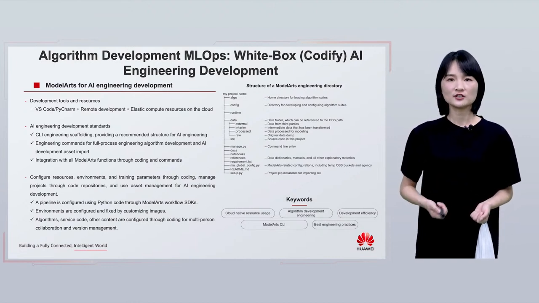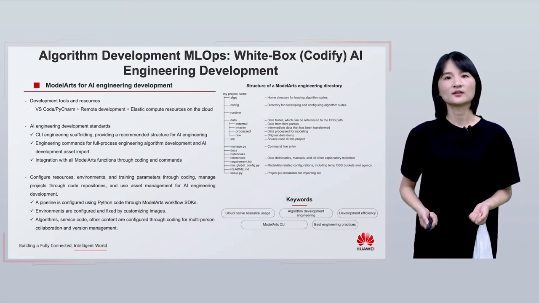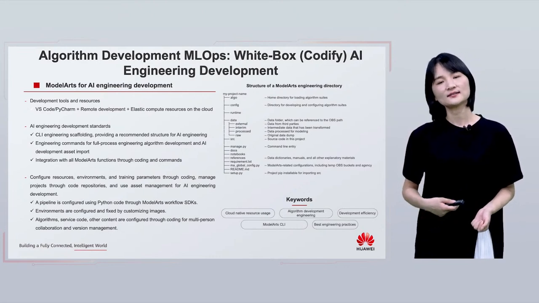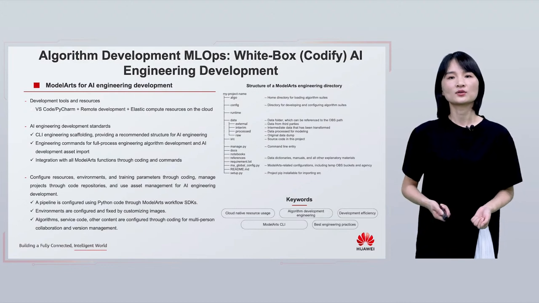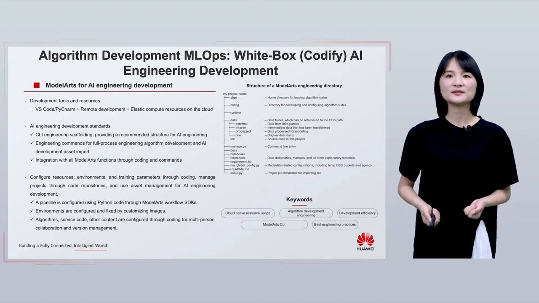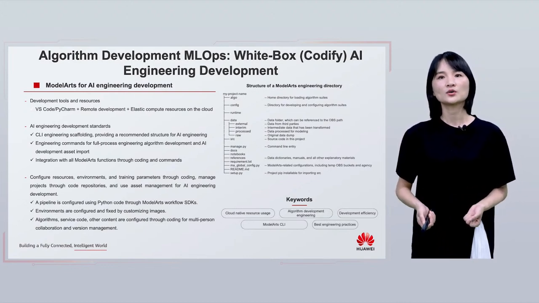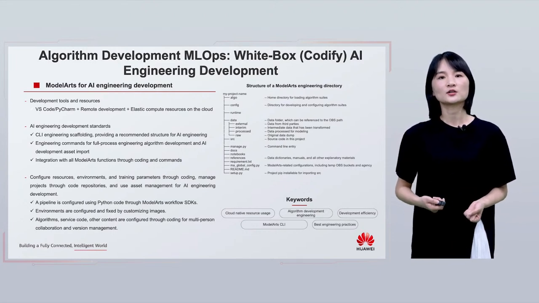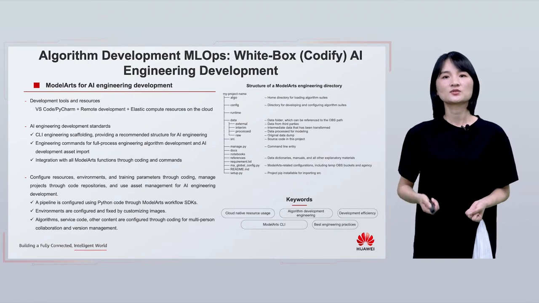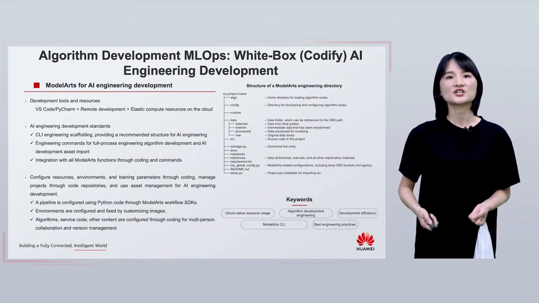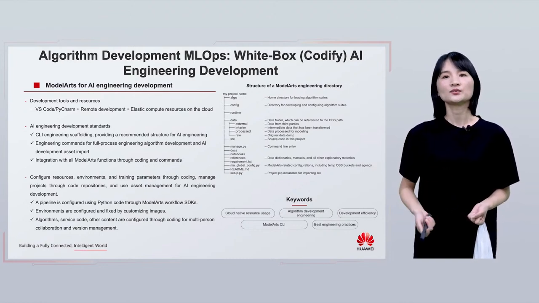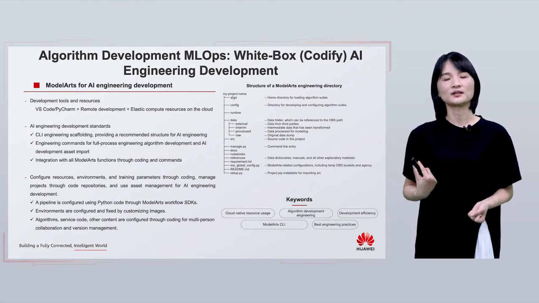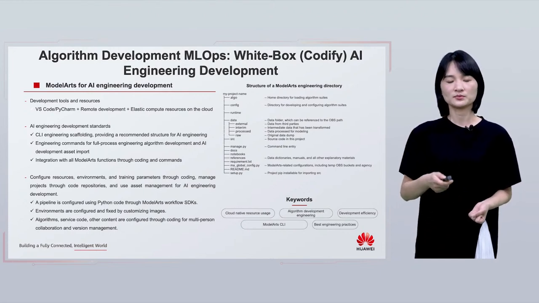We can configure an AI process, steps, activities, and resources through coding and centrally manage them through code repositories. For example, we can configure workflows, images, training jobs, and application deployment, and use unified asset management for AI engineering development.